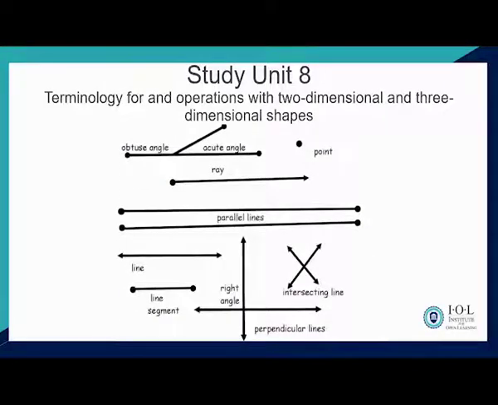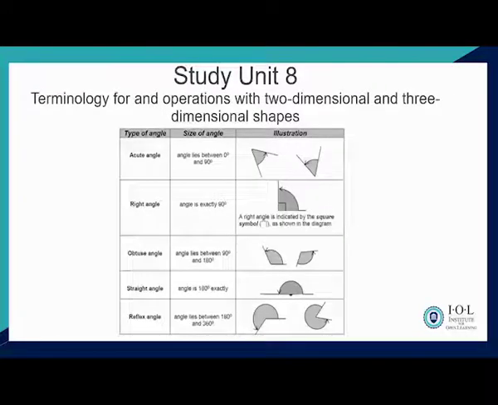Now, this is also stuff that you need to learn. Obtuse angle, acute angle, a point, a ray, parallel lines, a line segment, a right angle, perpendicular lines, and an intersecting line. Know that. That's things you have to learn. I can ask you to draw those lines. I can even give you the examples. You must put in the answers and so on. Make sure that you know that. Good.